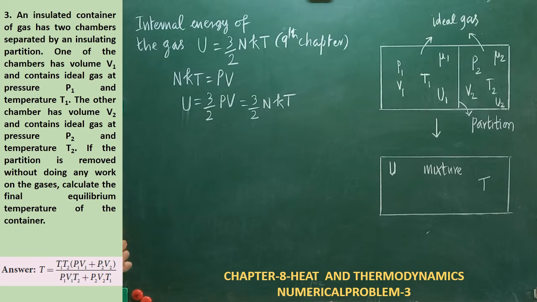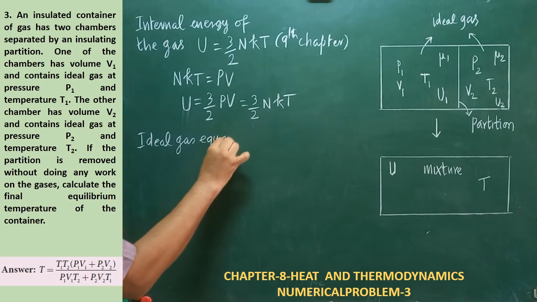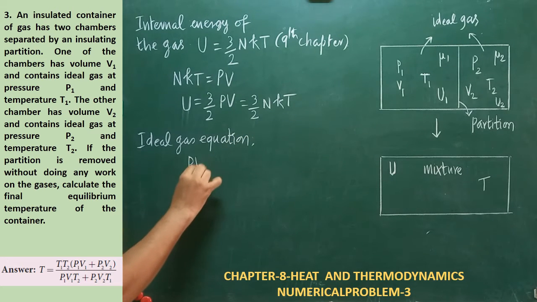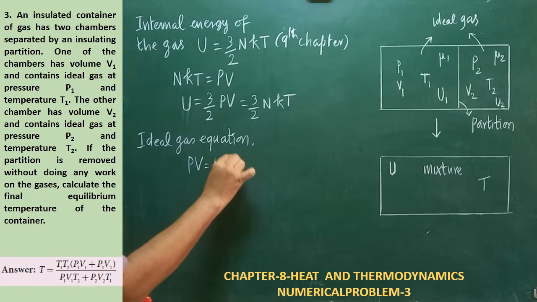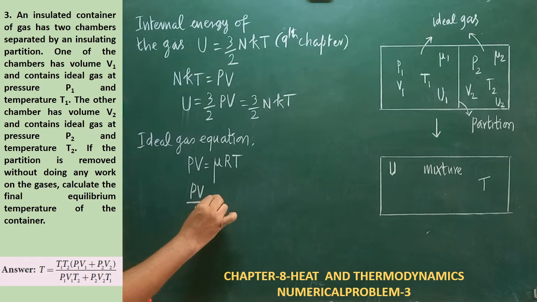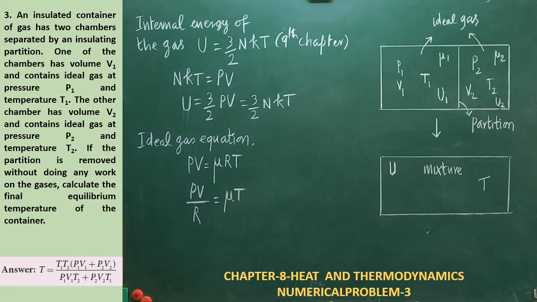Here finally we can write another expression. We know the ideal gas equation. Therefrom we are able to get another formula. From the ideal gas equation we can write PV is equal to mu RT. So we know another formula also. From this formula we are able to get one more formula, PV by R is equal to mu T. Okay, so these are all the formulas which are going to be used later.